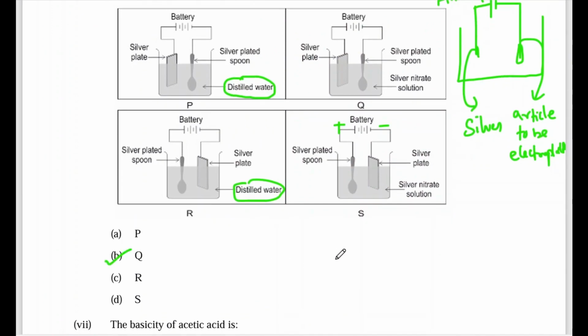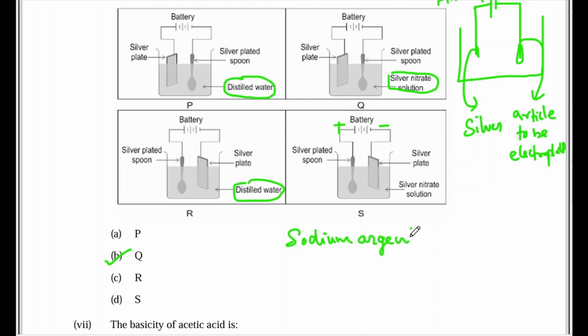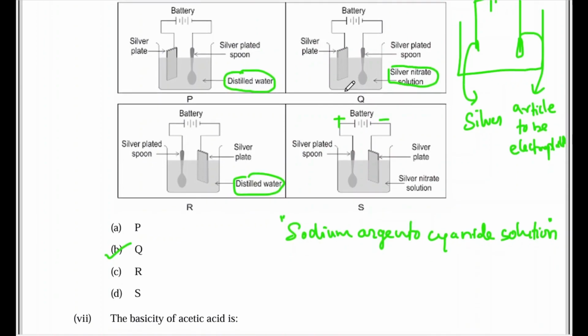So it is Q. Silver nitrate can be used, but actually what we use is sodium argento cyanide solution. Solution is important. If you simply write sodium argento cyanide, it is incorrect. So this one we actually use to electroplate silver.